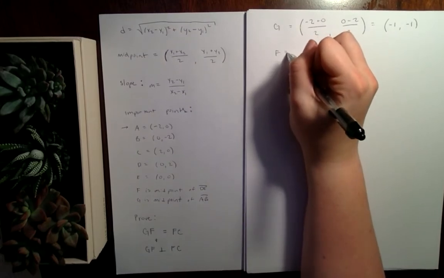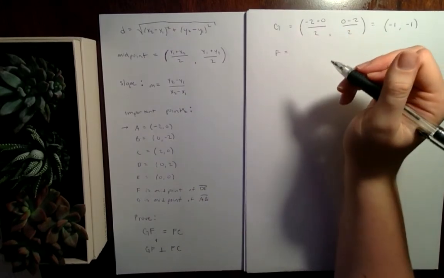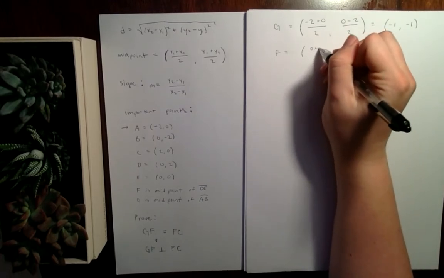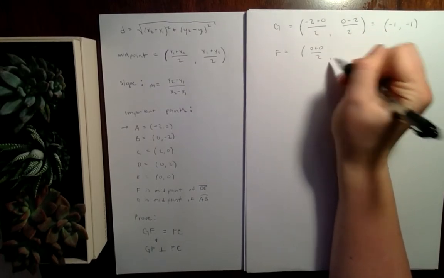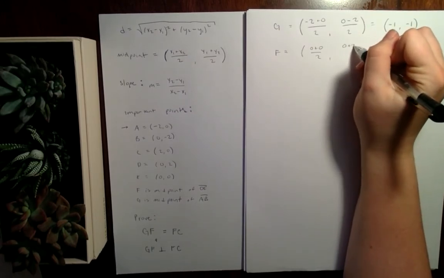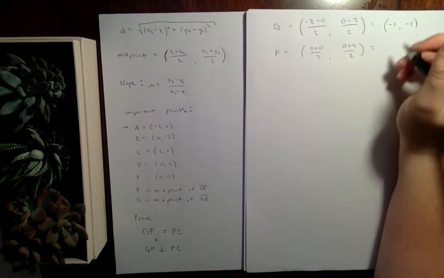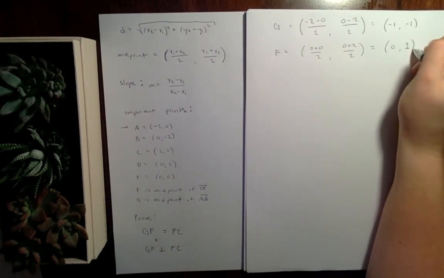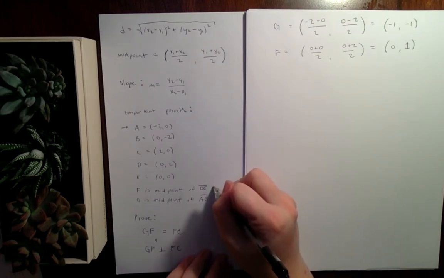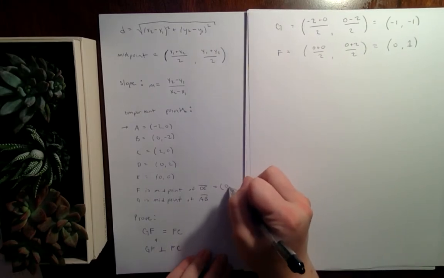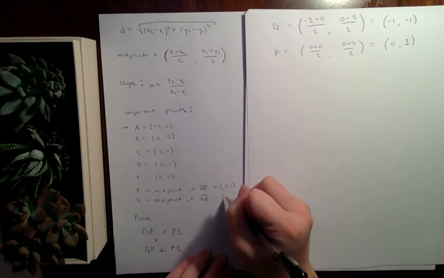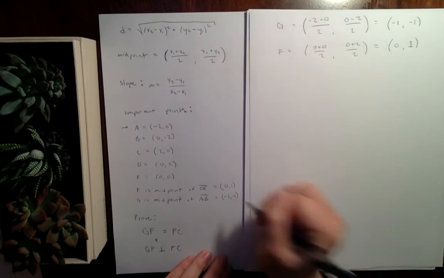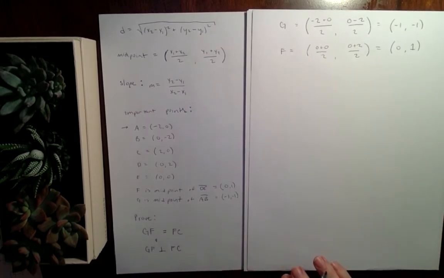And then for F, it is the midpoint of AB. So F is 0 plus 0 over 2, and 0 plus 2 over 2, which ends up being 0, 1. So we're just going to go ahead and write that over here, just to keep all of our facts in the same place. So then we should find the distance of GF and FC. So let's start with GF.